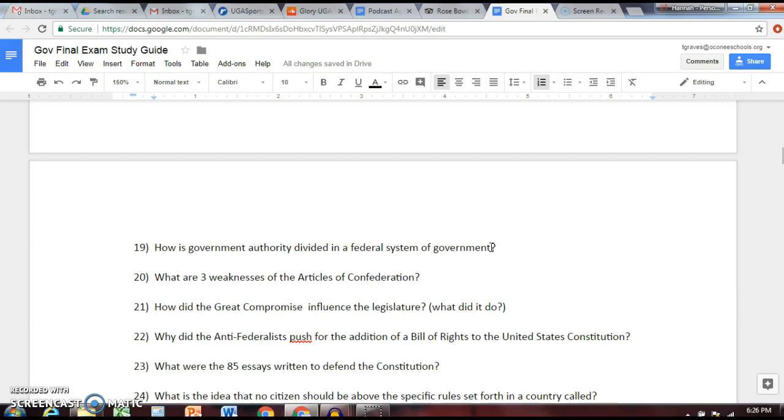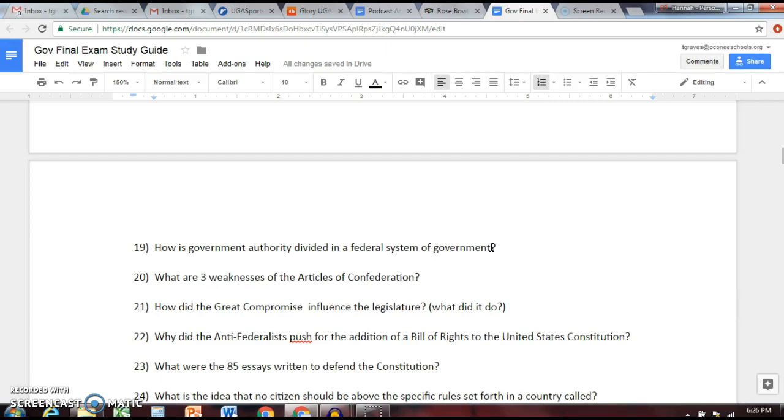Number 21, how did the Great Compromise influence the legislature? What did it do? When we're creating the U.S. Constitution, one of the big issues we had to decide is, how are we going to determine how many representatives each state gets? Of course, the small states are going to say it should be equal for every state because they're small. But the big states said, no, that's not fair. You only have like 5,000 people. We have 25,000 people. So there's more people than that, but just for example.